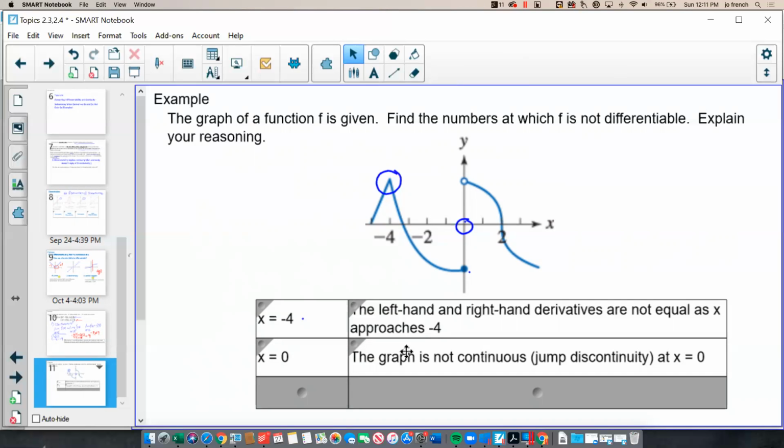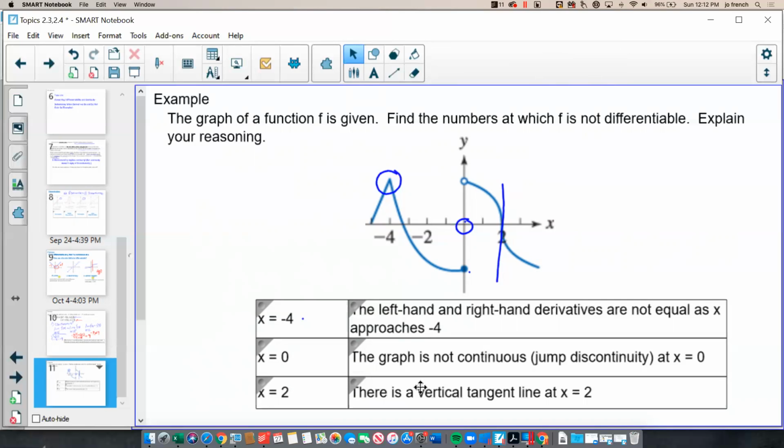Finally, if we look a little further down, at x equals 2, the graph appears to be going straight down, which means we have a vertical tangent line. Vertical tangent lines are also places where the derivative does not exist. So at x equals 2, there's a vertical tangent line, and therefore our graph is not differentiable at x equals 2. Okay, so those are our examples.